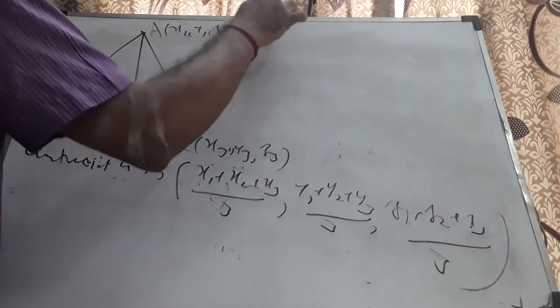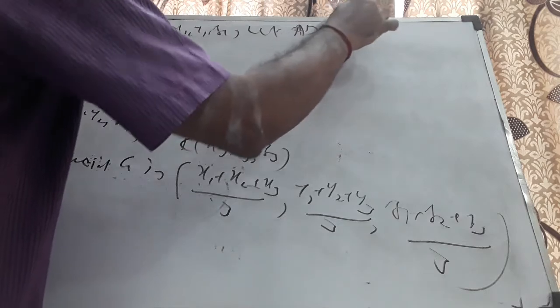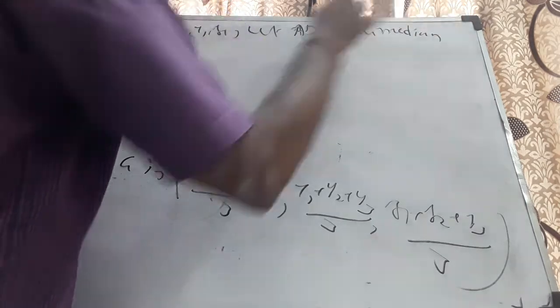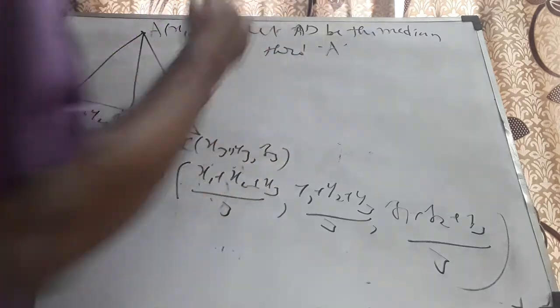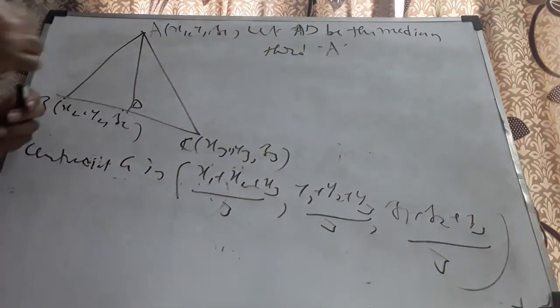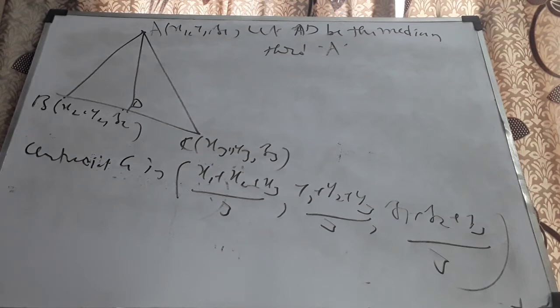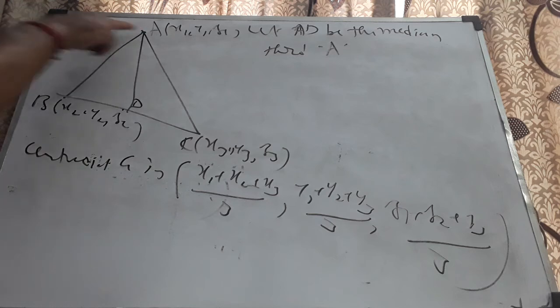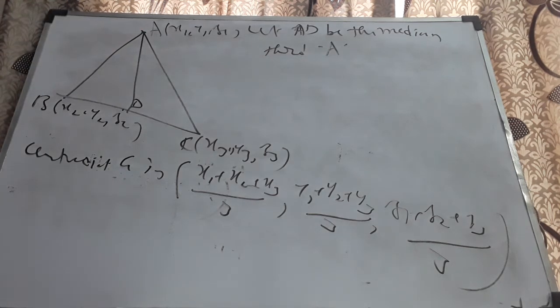Okay, let AD be the median through A. Now you know very well, any median of a triangle is the segment joining any vertex with the midpoint of the opposite side. There will be three medians passing through the three vertices A, B and C. The meeting point of the three medians is nothing but the centroid G. That you should know very well.